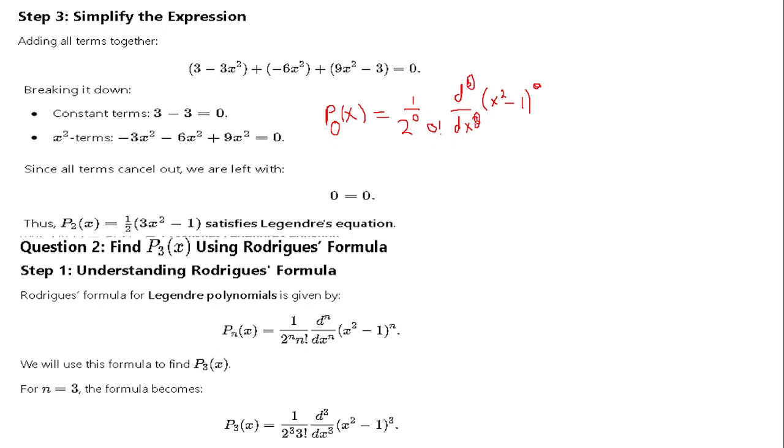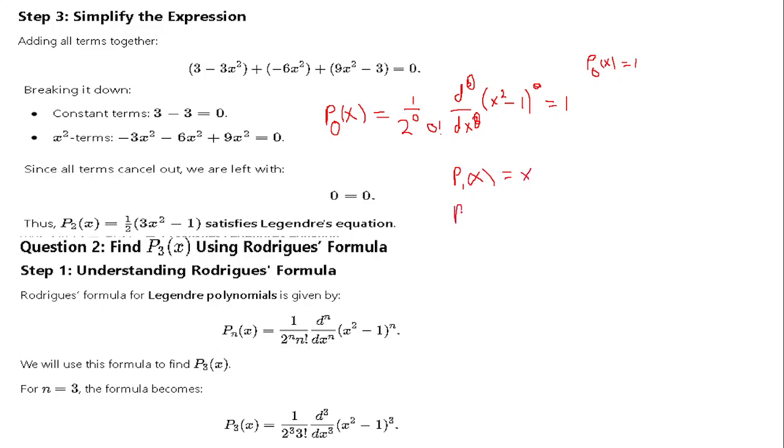So you can see that 2 to the power 0 is 1. 0 factorial is 1. D to the power 0 is 1. This to the power 0 is 1. Everything here is 1. So you realize P0 of x is what? 1. Correct. If you do for P1, you get x.